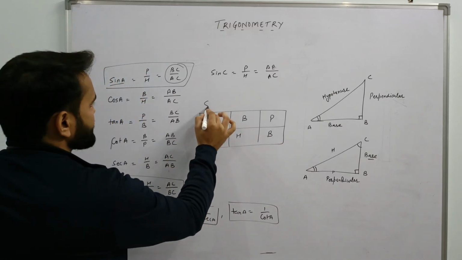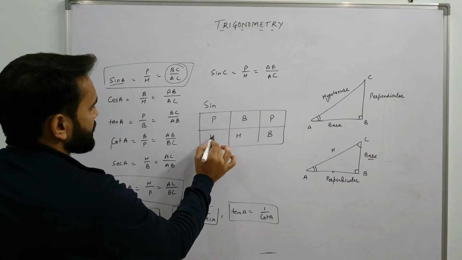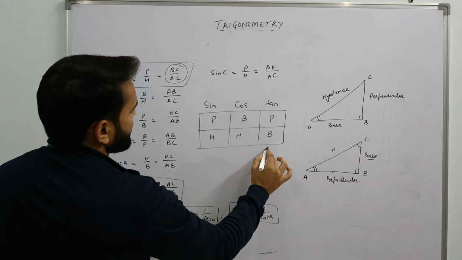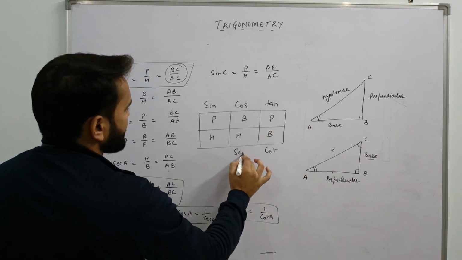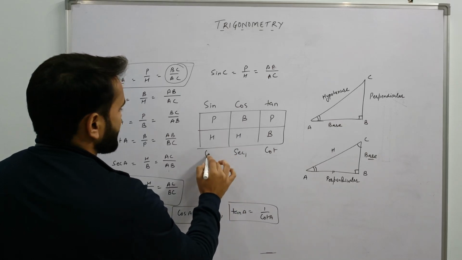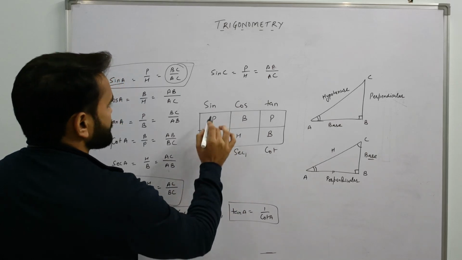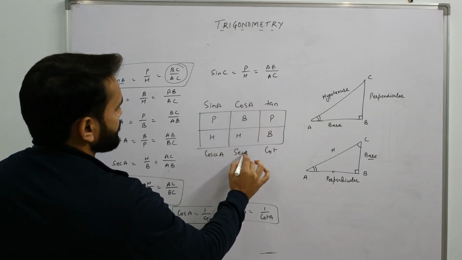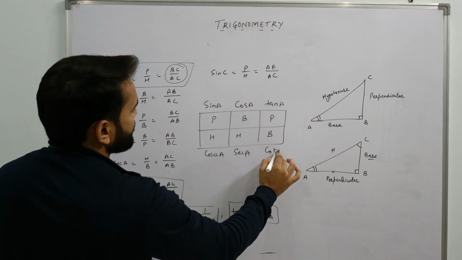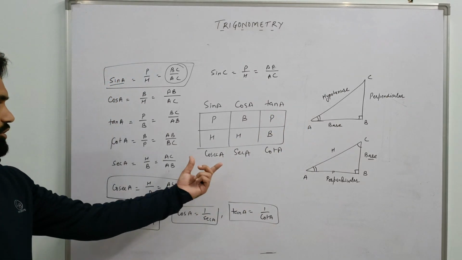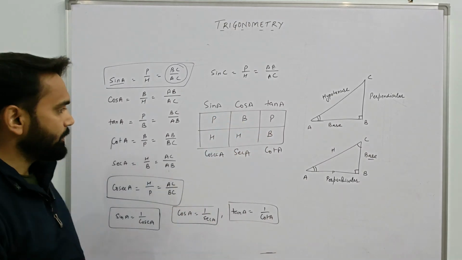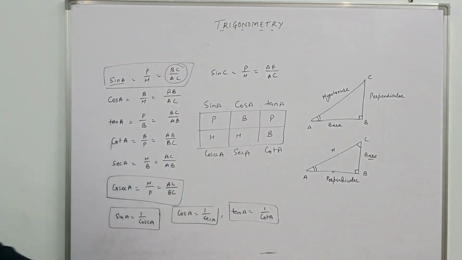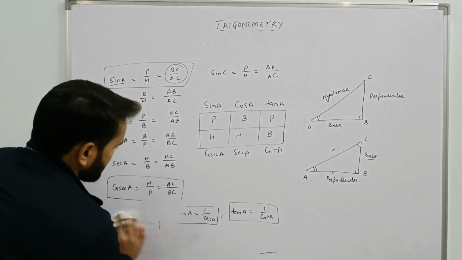Alright, and write here sine, that is sine is perpendicular upon hypotenuse, then write here cos, and here tan, then here cot, and here sec, and here cosec. Alright, so sine A is reciprocal to cosec A, similarly cos A is reciprocal to sec A, and tan A is reciprocal to cot A. So this is the shortcut method to remember these ratios. Okay, now let us try to find the ratio for some right triangle.